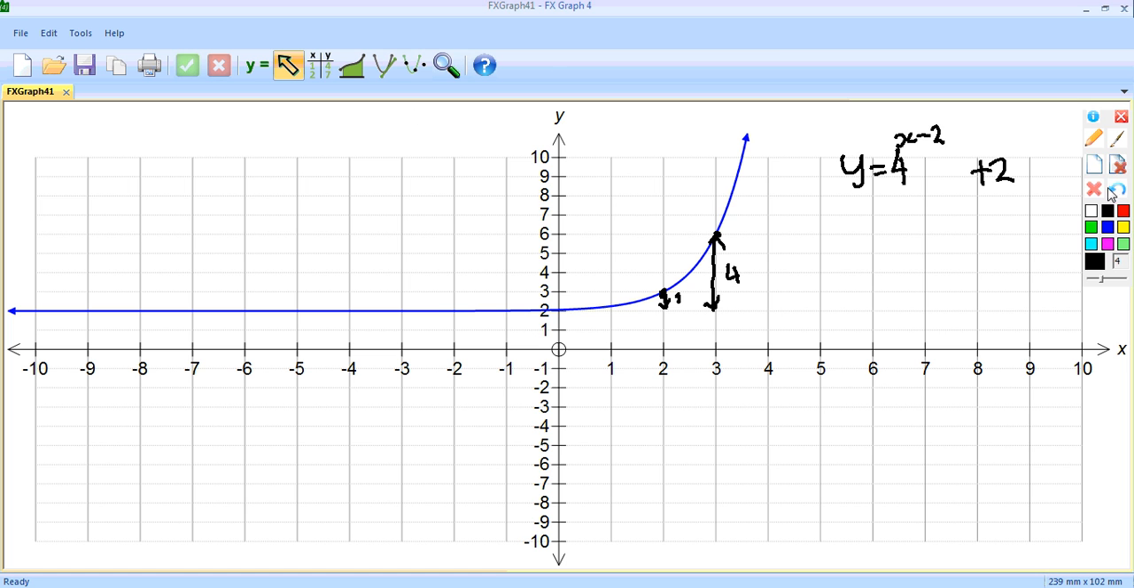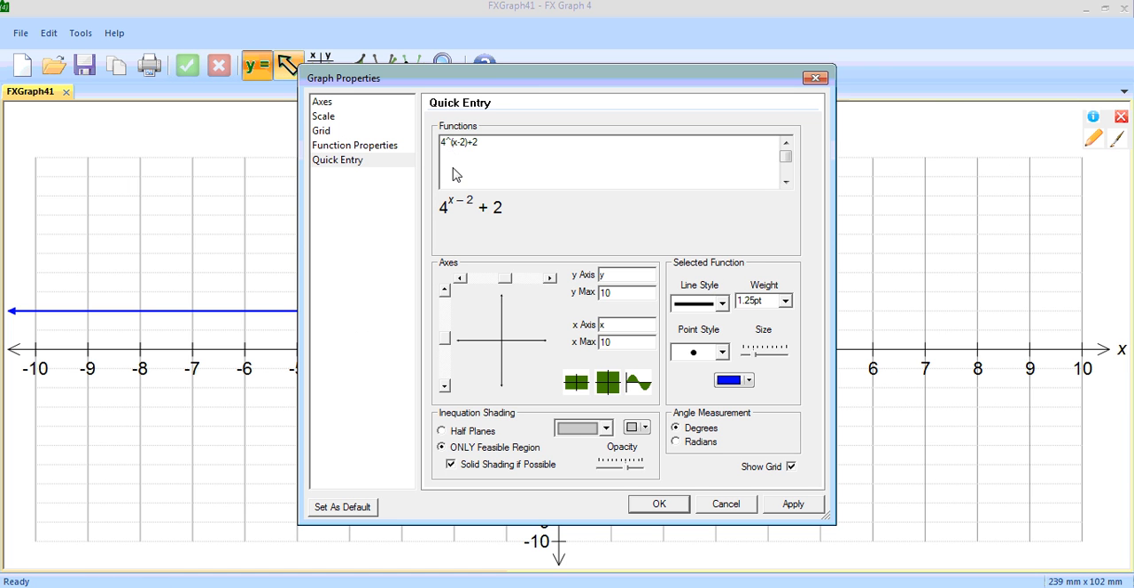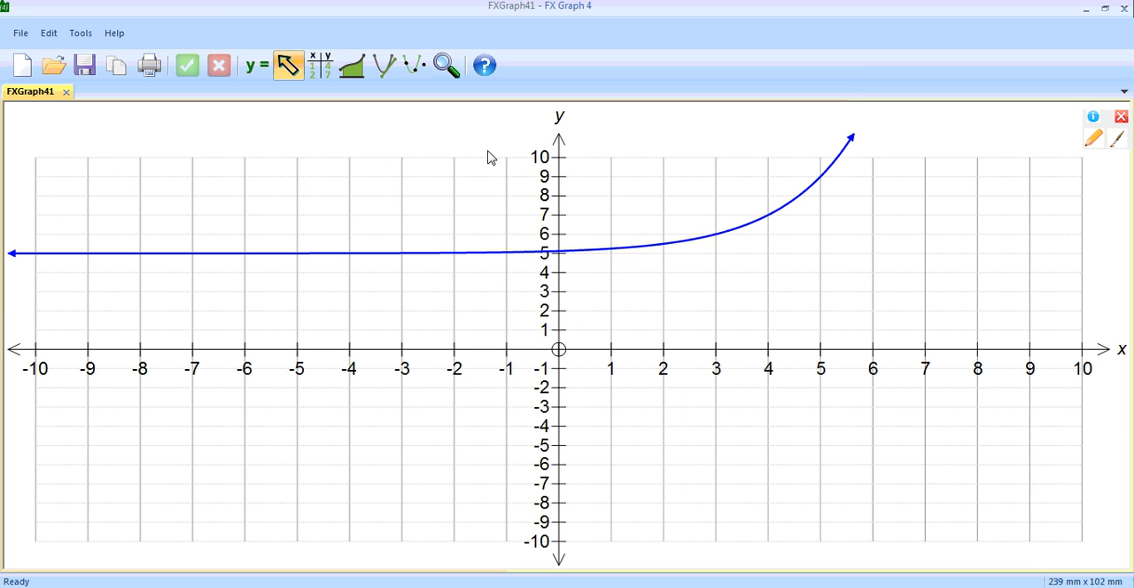Okay, let's do one more. What if this is a 2 and that there is a 3 and this one is a 5?